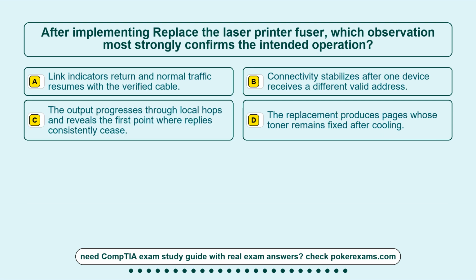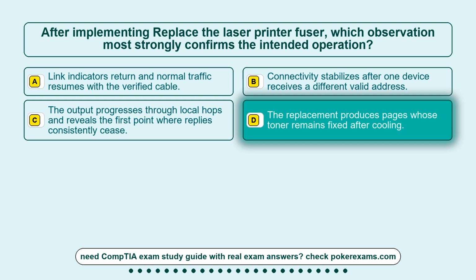Question 24. After implementing replace the laser printer fuser, which observation most strongly confirms the intended operation? Option A. Link indicators return and normal traffic resumes with the verified cable. Option B. A connectivity stabilizes after one device receives a different valid address. Option C. The output progresses through local hops and reveals the first point where replies consistently cease. Option D. The replacement produces pages whose toner remains fixed after cooling.